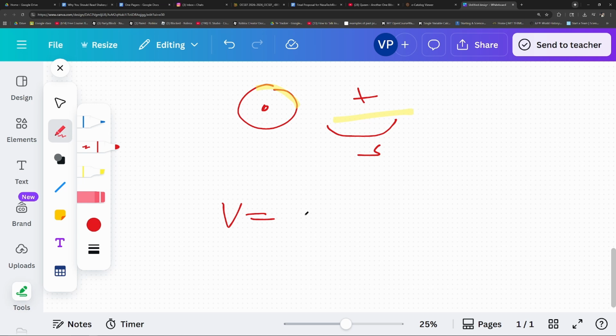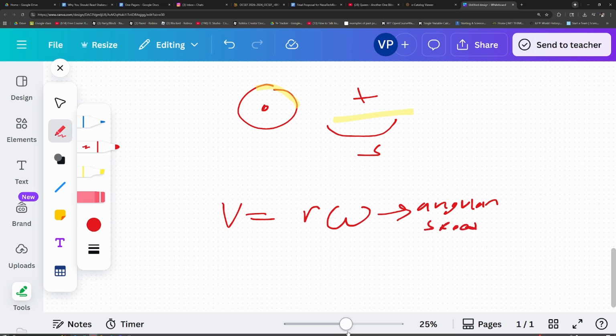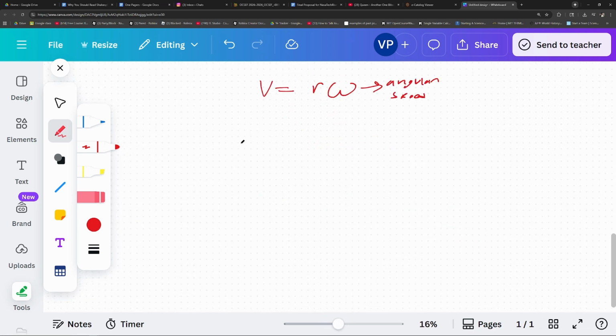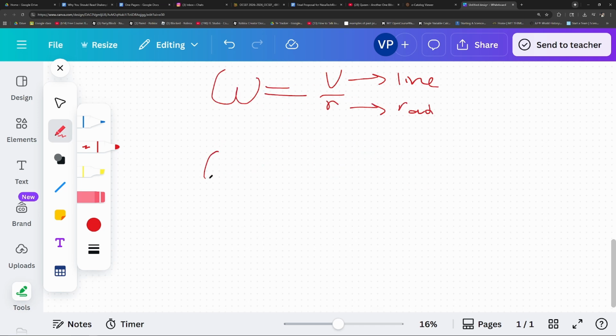But another formula is rate times omega, where omega is angular velocity, or angular speed, if you have angular speed in the first place. So it always depends on the type of problem you're doing. There are also two formulas for angular speed. One is derived from this: v over r, where v is linear speed and r is radius. There's also another formula, theta over time.